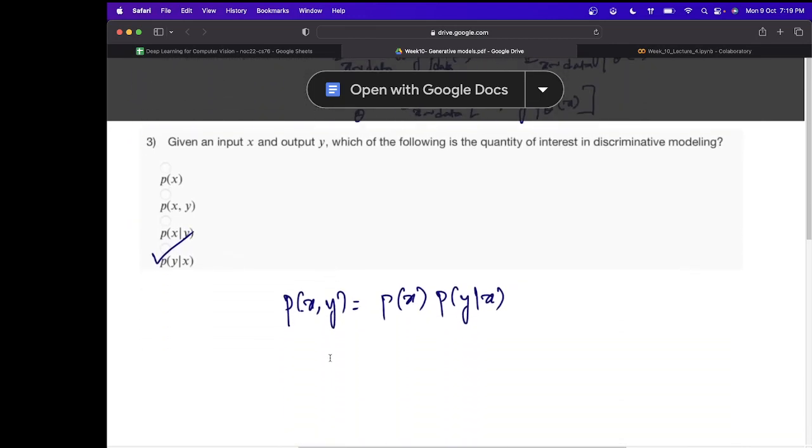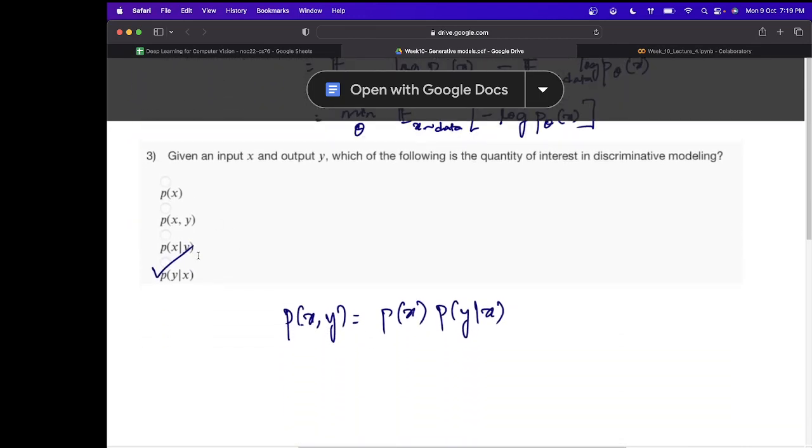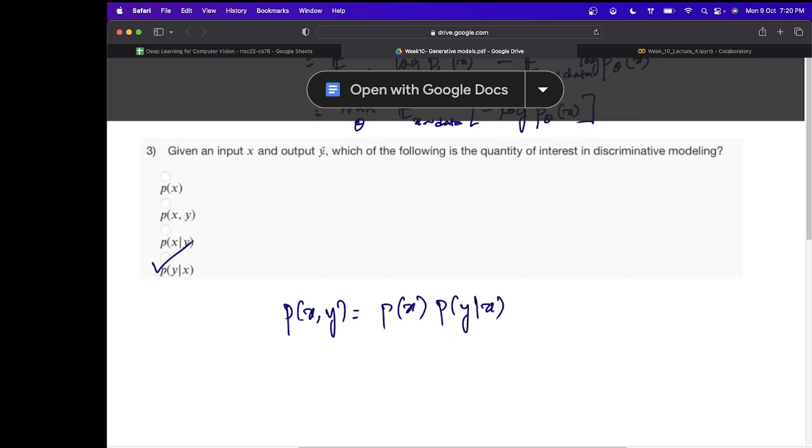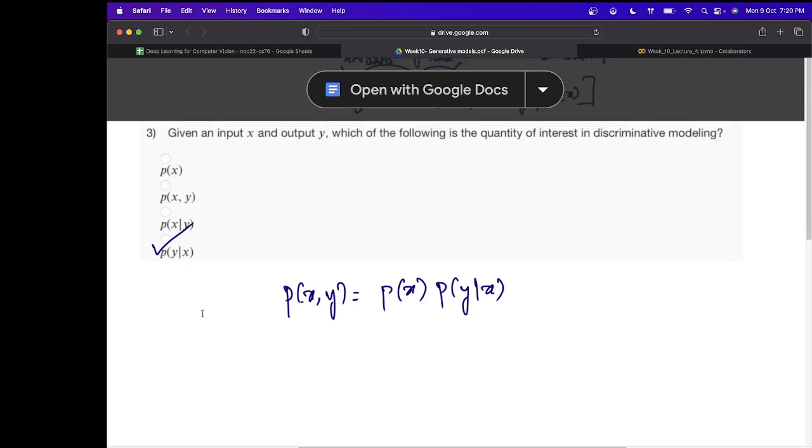Sorry. Out of these options, I'll mention beforehand that this option is the correct answer. Given an input x and output y in discriminative modeling, you are after y. So you want to learn the posterior distribution p of y given x. You want to learn a function between x and y in the training data, and in the test data you want to find y given x, right? Hence, the last option becomes the correct choice.